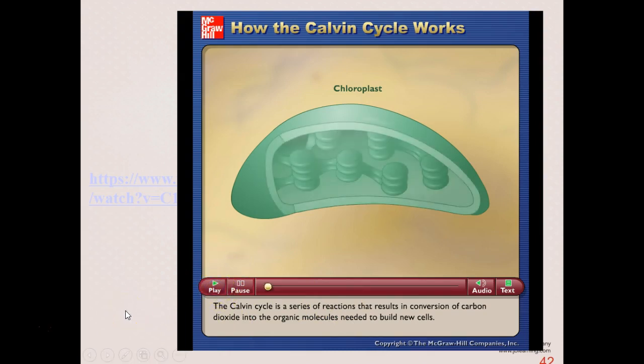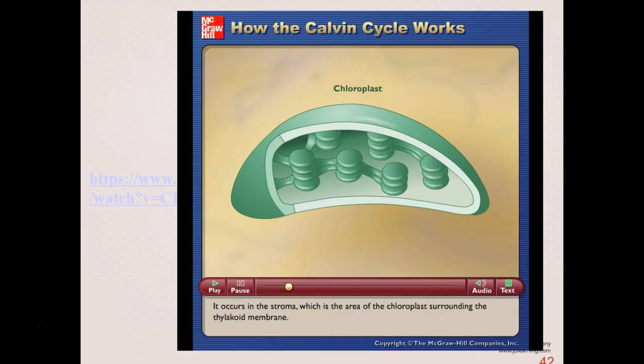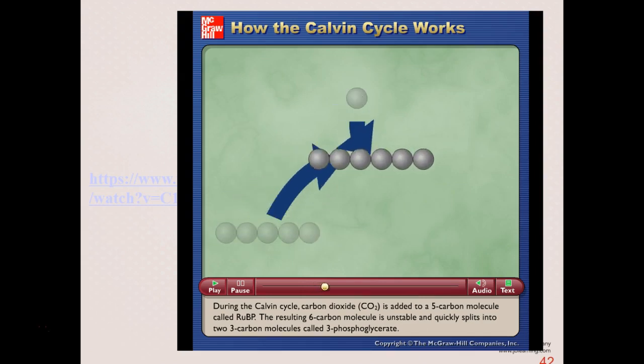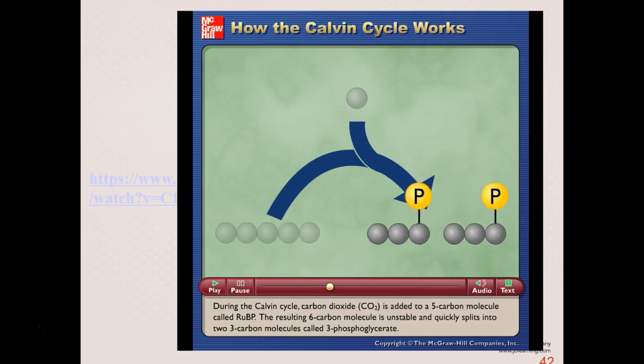The Calvin cycle is a series of reactions that results in conversion of carbon dioxide into the organic molecules needed to build new cells. It occurs in the stroma, which is the area of the chloroplast surrounding the thylakoid membrane. During the Calvin cycle, carbon dioxide, CO2, is added to a 5-carbon molecule called RUBP. The resulting 6-carbon molecule is unstable and quickly splits into 2 3-carbon molecules called 3-phosphoglycerate.